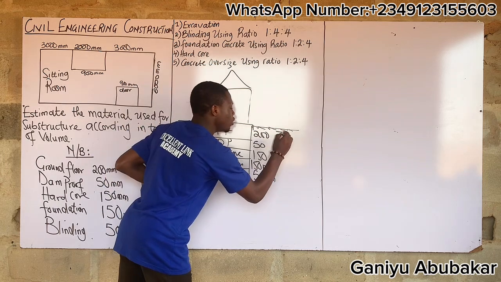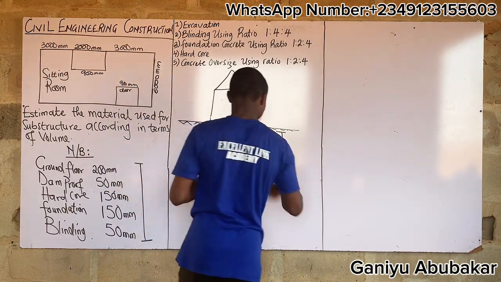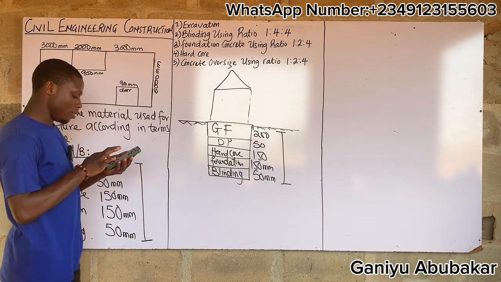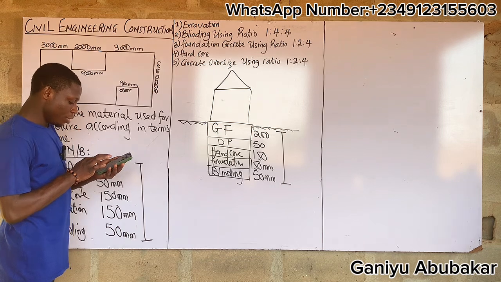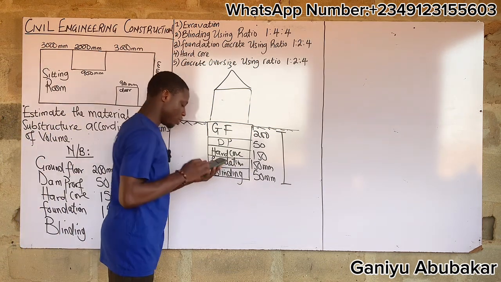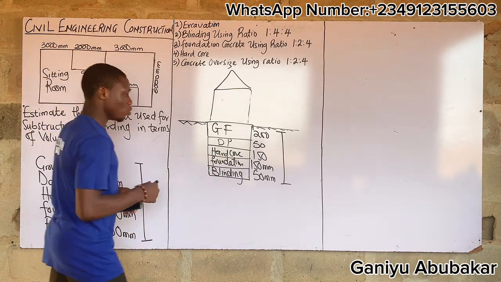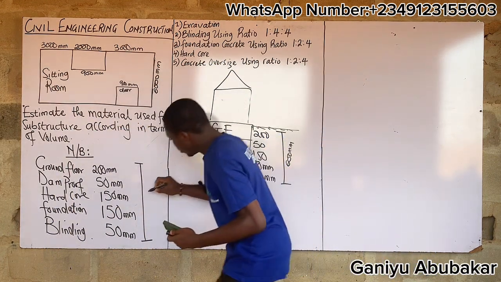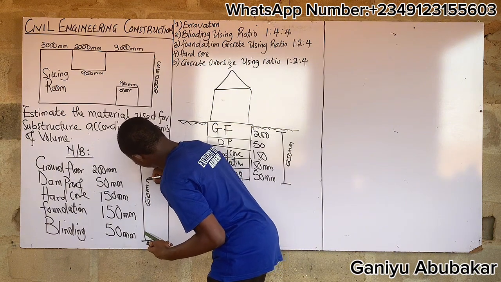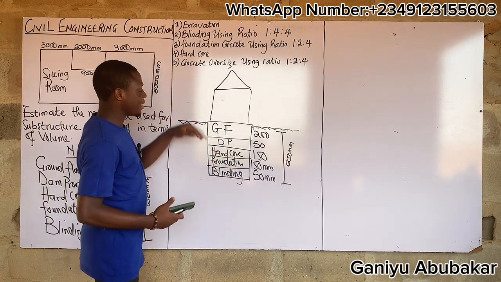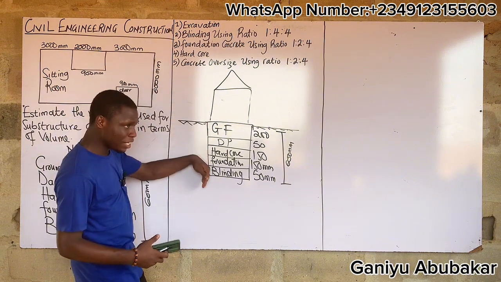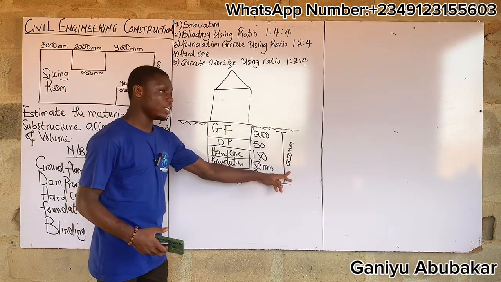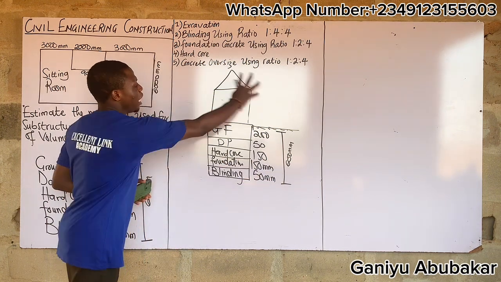So what's the total of this? If I add 200 plus 50 plus 300 plus 50, I have 600 in total. So I have 600 millimeters, which is the entire depth to which I will dig before I can start building my house. So I have to dig a hole of 600 before I start building, right? So I have this explanation here.